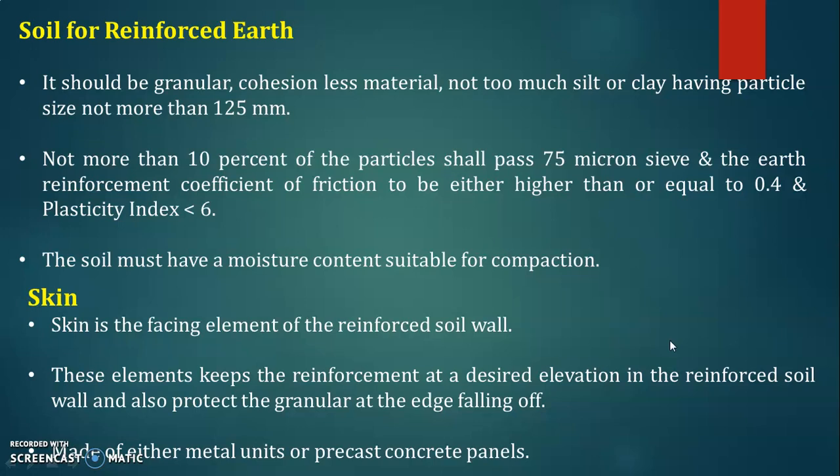Soil for reinforced earth should be granular, cohesionless material, not too much silt or clay, having particle size not more than 125 mm. Not more than 10% of the particles shall pass the 75 micron sieve, and the soil-reinforcement coefficient of friction is to be higher than or equal to 0.4, and plasticity index is less than 6. The soil must have a moisture content suitable for compaction.